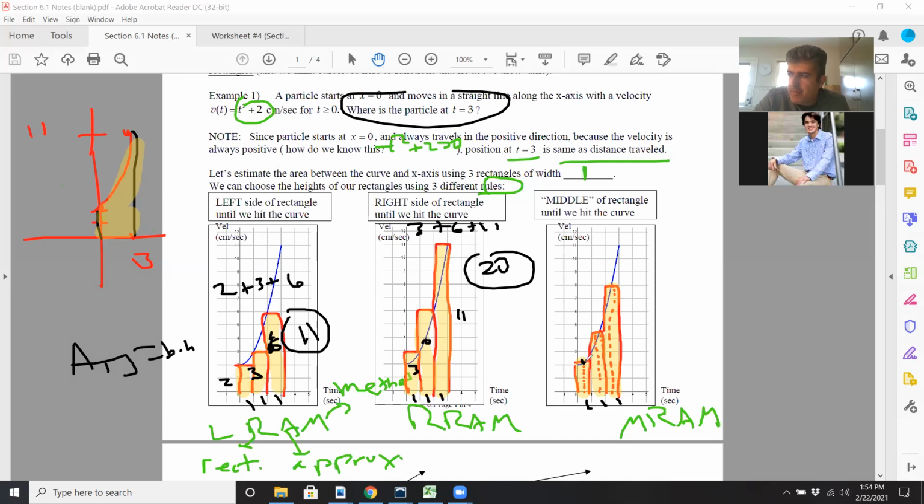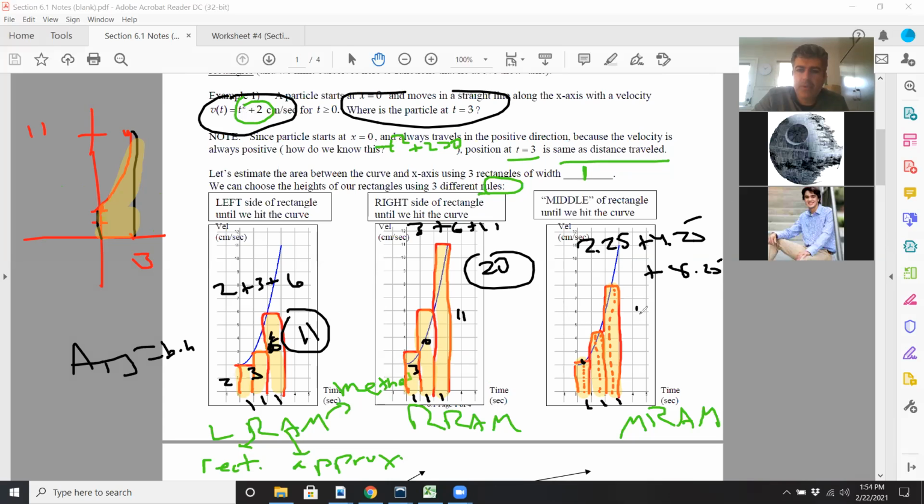We're going to actually have to plug in 0.5 into the function here. So it'll be 2.25. Plug in 1.5, that's going to be 4.25. And then plug in 2.5, that's going to be 8.25. Add it all up, and what do we get? 14.75. What are you plugging in? Go ahead, question. What are you plugging in?